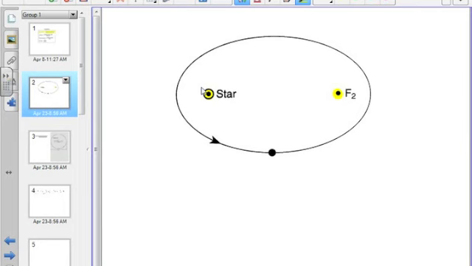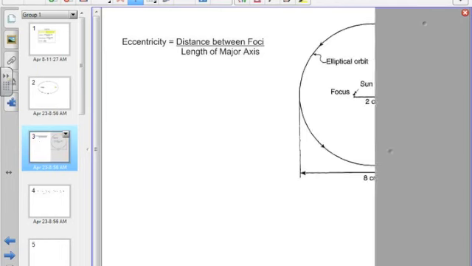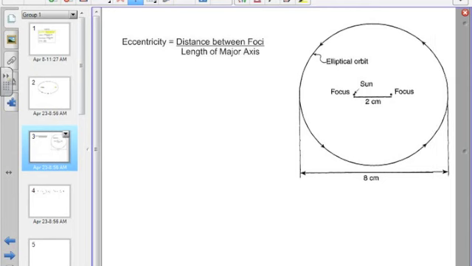Now, not all orbits have the same elliptical shape. Some may be more stretched out, more elongated. Some may be more round and full. Eccentricity, as a calculated value, allows us to describe that exact shape. So let's try it. Here's our formula again. Eccentricity equals the distance between the foci divided by the length of the major axis. Here's our example that we'll work and plug in the values.